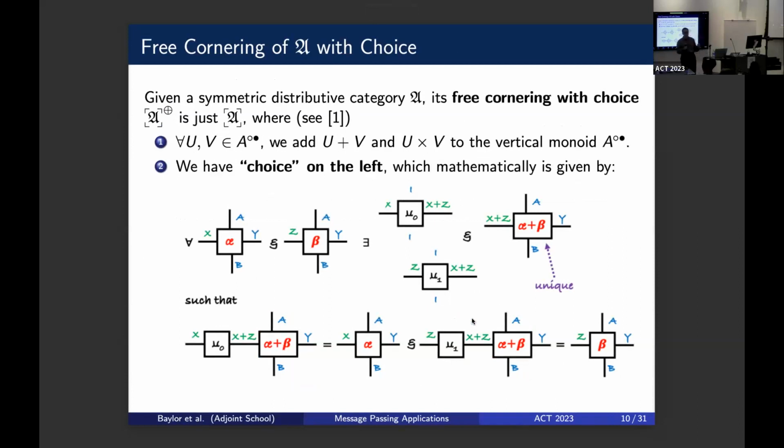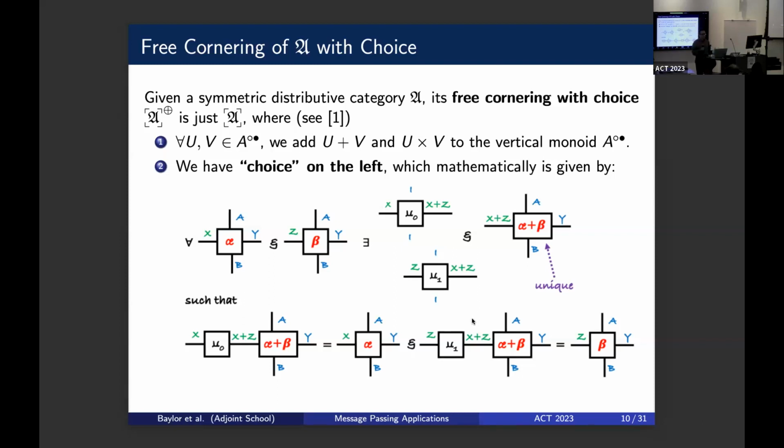Unfortunately for our group, Chad Nestor solved that a few months ago with a paper describing free cornering with choice, and he also did it with iteration, but for now we're just going to focus on choice. So basically, we start with a symmetric distributive category, and in this case we need a distributive category because we'll have a notion of or, so we can have egg or pepper, which we denote with plus instead of times. And we have just a regular free cornering, and we add to our regular free cornering a few additional properties.